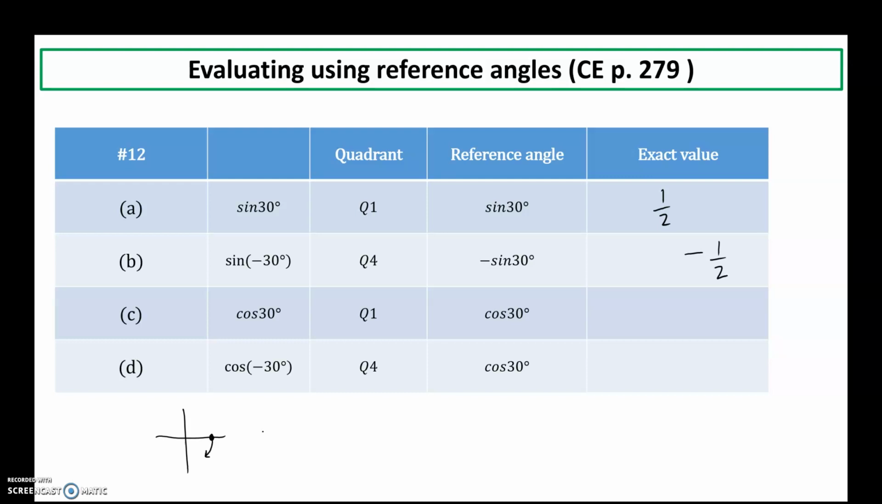All right, now cosine of 30, that's in the first quadrant. That is one of my reference angles. So this is square root of 3 over 2. Negative 30 degrees is in the fourth quadrant. In the fourth quadrant, the cosine is positive, so this takes on the same value.